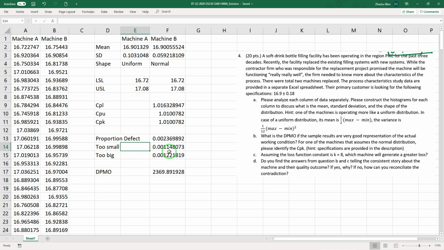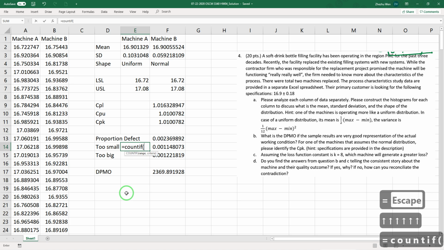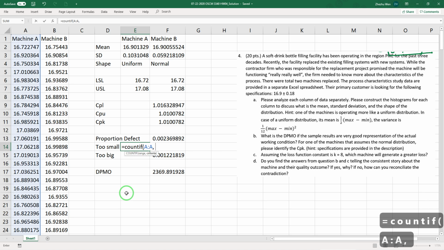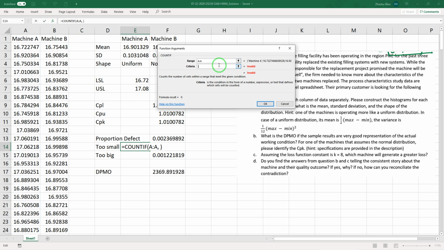Okay, so this one we have a theory we can rely on, which is a normal distribution, but this one is slightly different. So for that reason, we need to know how many units are falling outside of both ends of the specification limit. So let's find out. Number of COUNTIF in that case in A, the criteria is going to be less than the lower spec. So it looks like we don't have anything less than the lower spec.